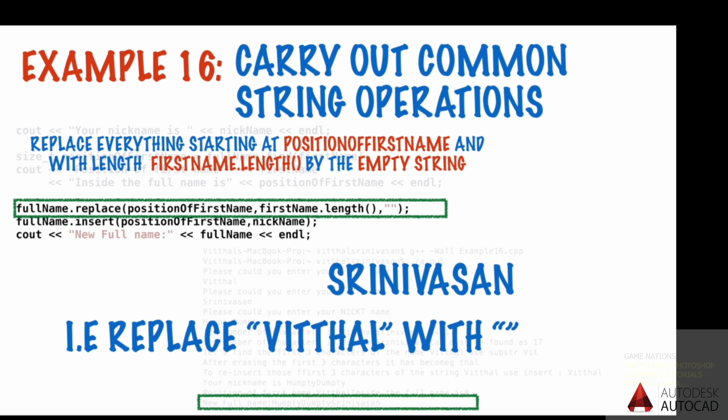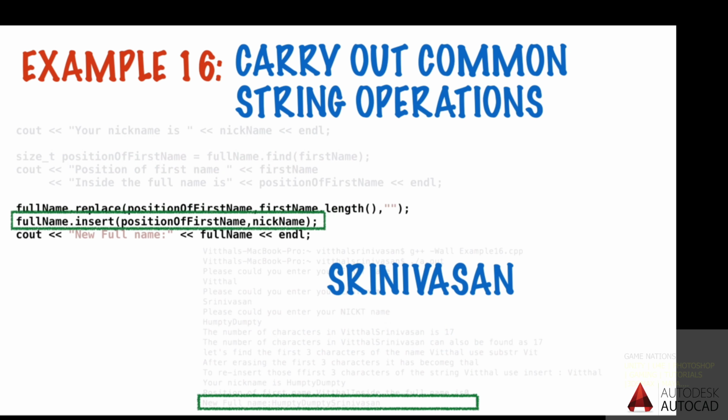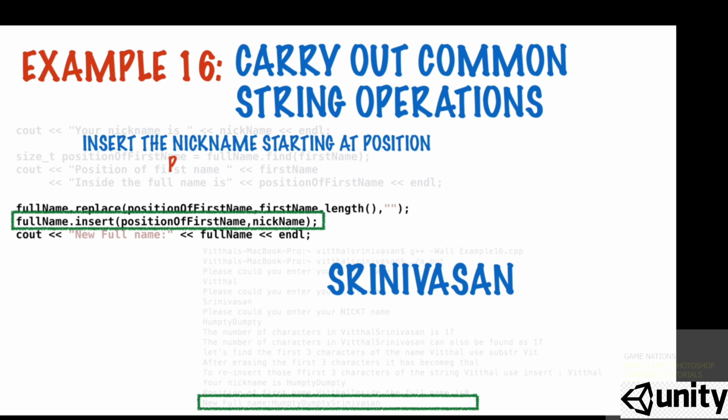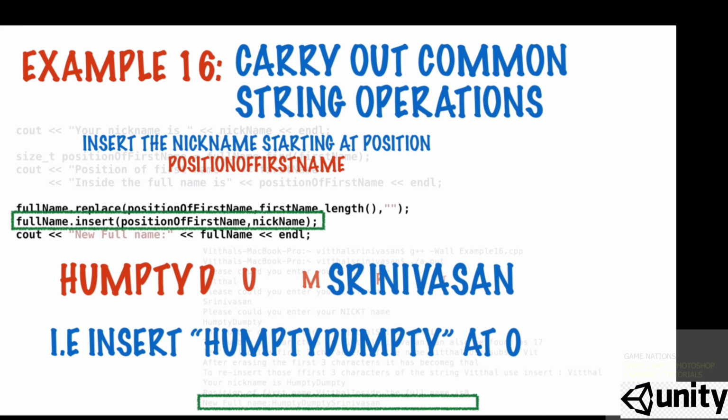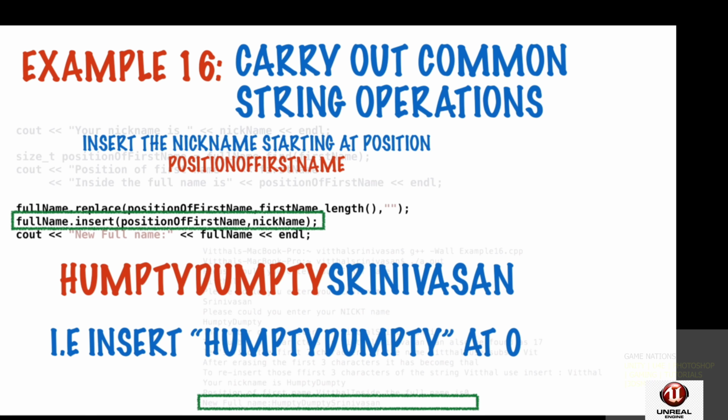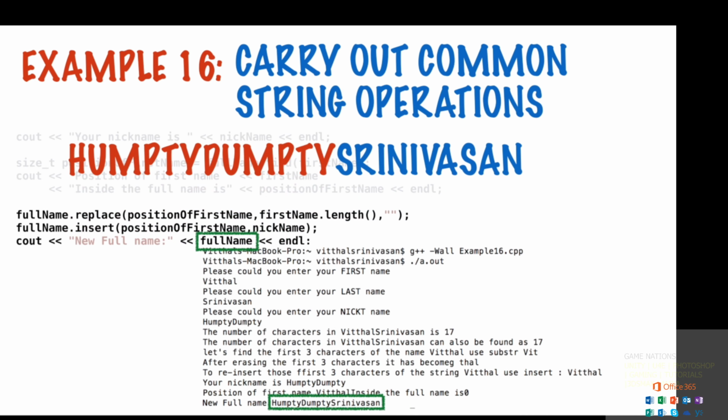Now, having accomplished the first part of this operation, let's get to the second. And here we reinsert the nickname into the full name at the position of the first name. That position is simply 0. And doing this will leave us with the full name string variable containing Humpty Dumpty Srinivasan, which is what we had in mind. Why? Because my nickname was Humpty Dumpty, my first name was Vittal, and the operation was to search and replace my first name with my nickname. And this is exactly what's printed to screen now.